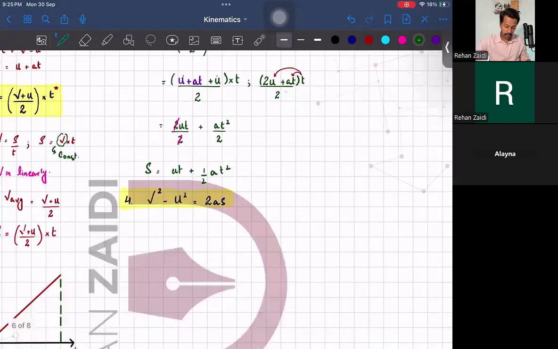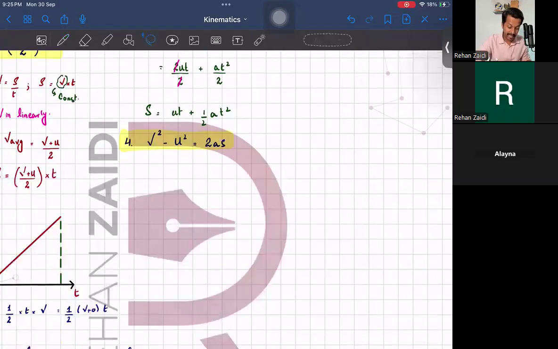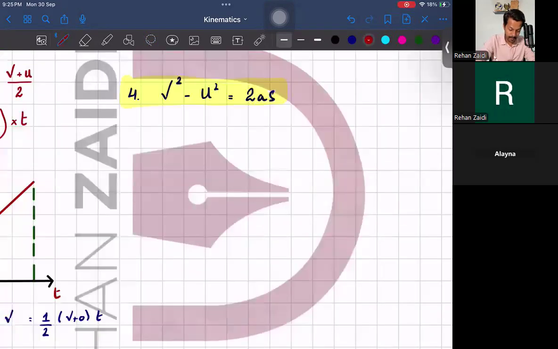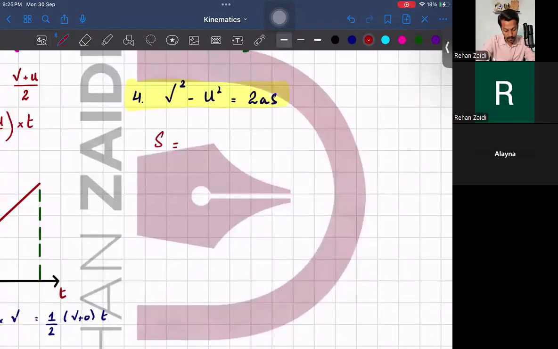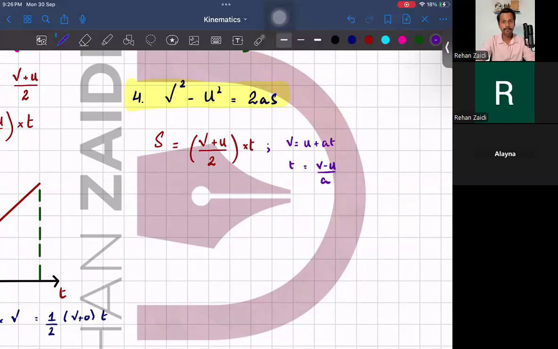Now coming to the fourth and final equation of motion, which is again a mixture of first and second equation. How? We'll start with the second equation again. Start with the second equation, s = (v + u)/2 × t. And from the first equation, which was v = u + at, I am making t the subject over here. So if I make t the subject, this would be (v − u)/a, right?